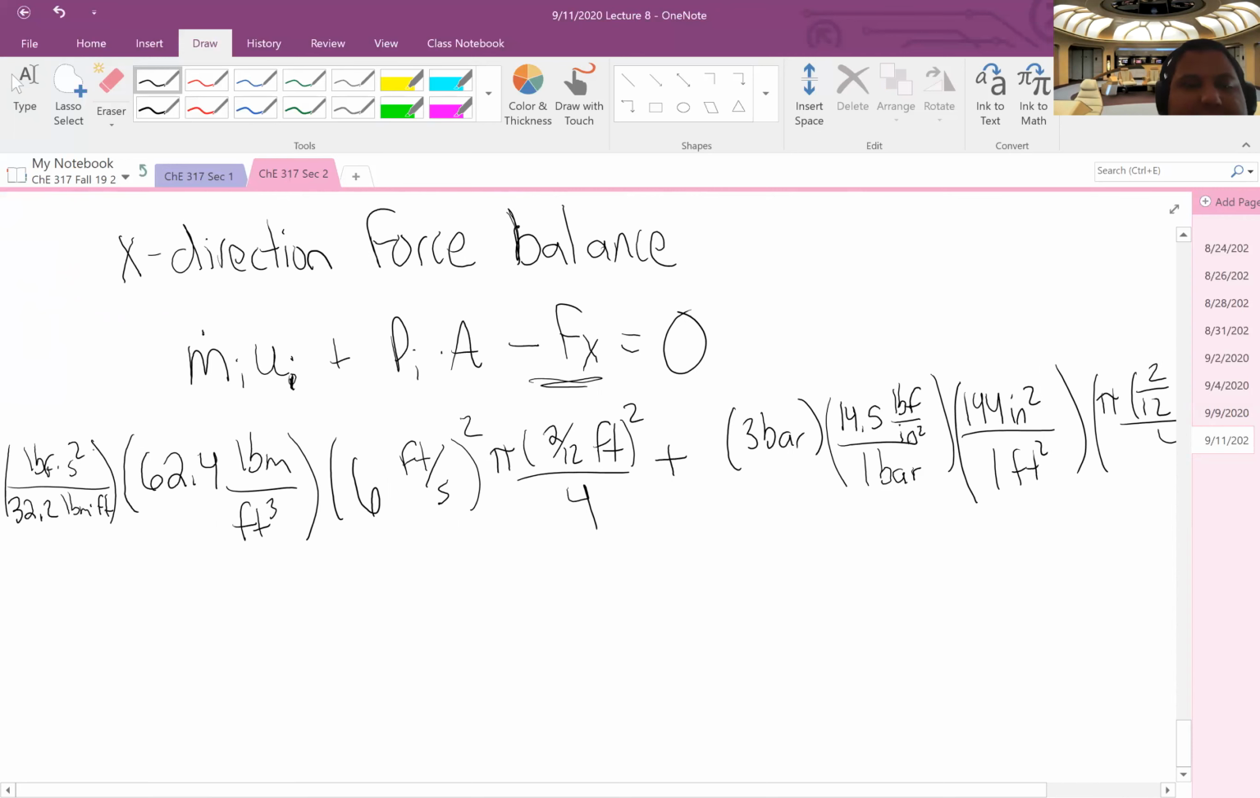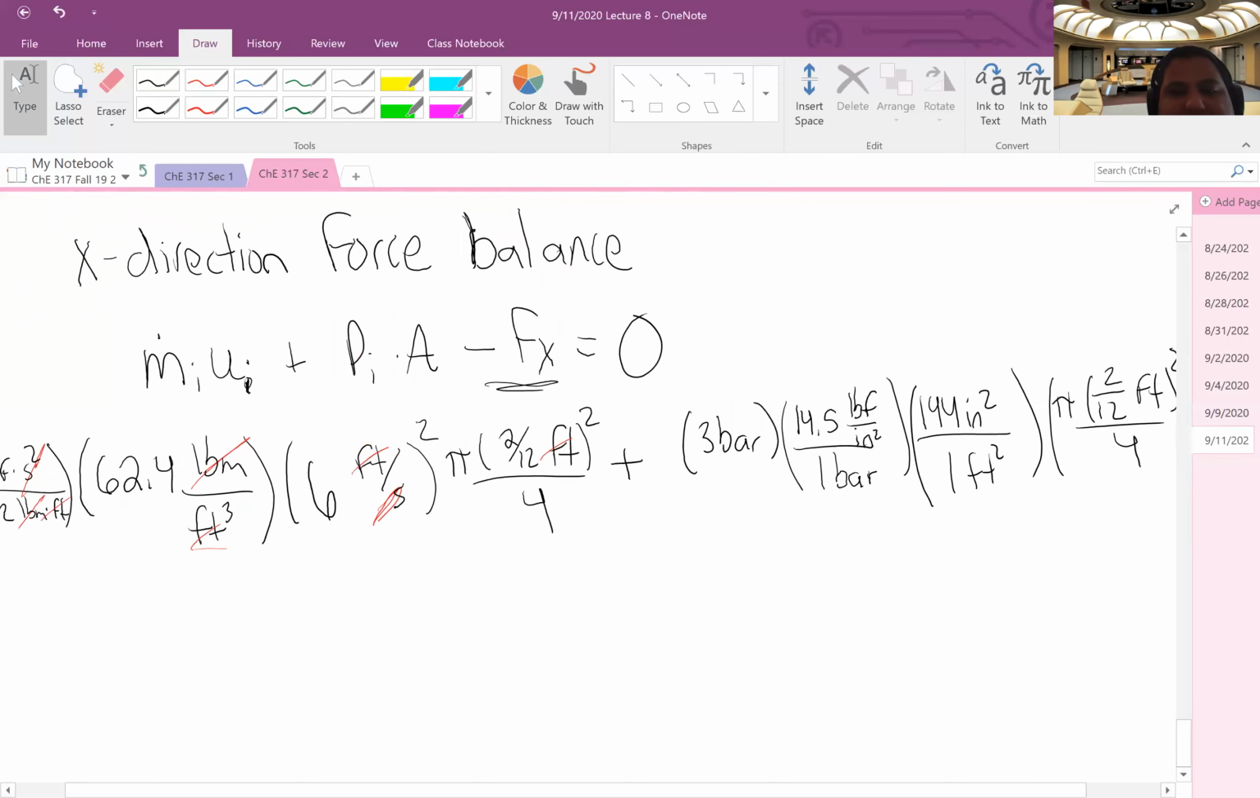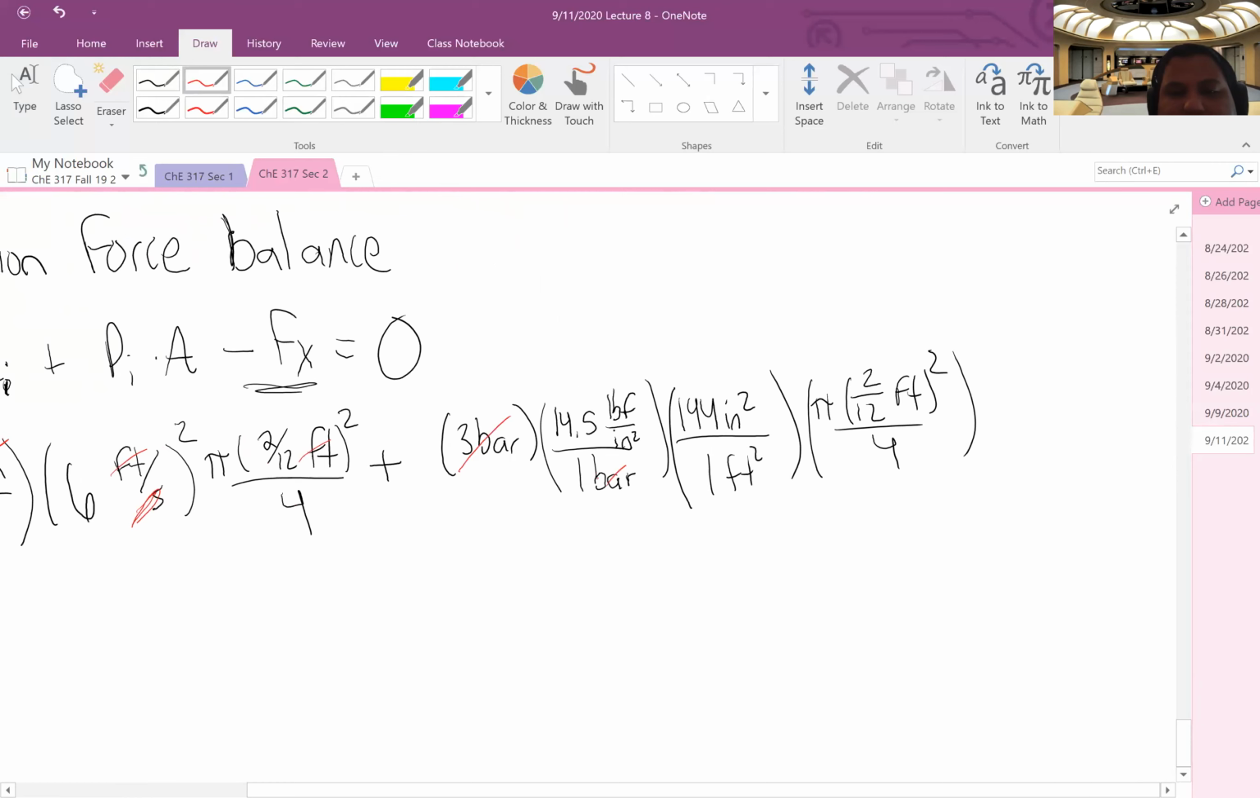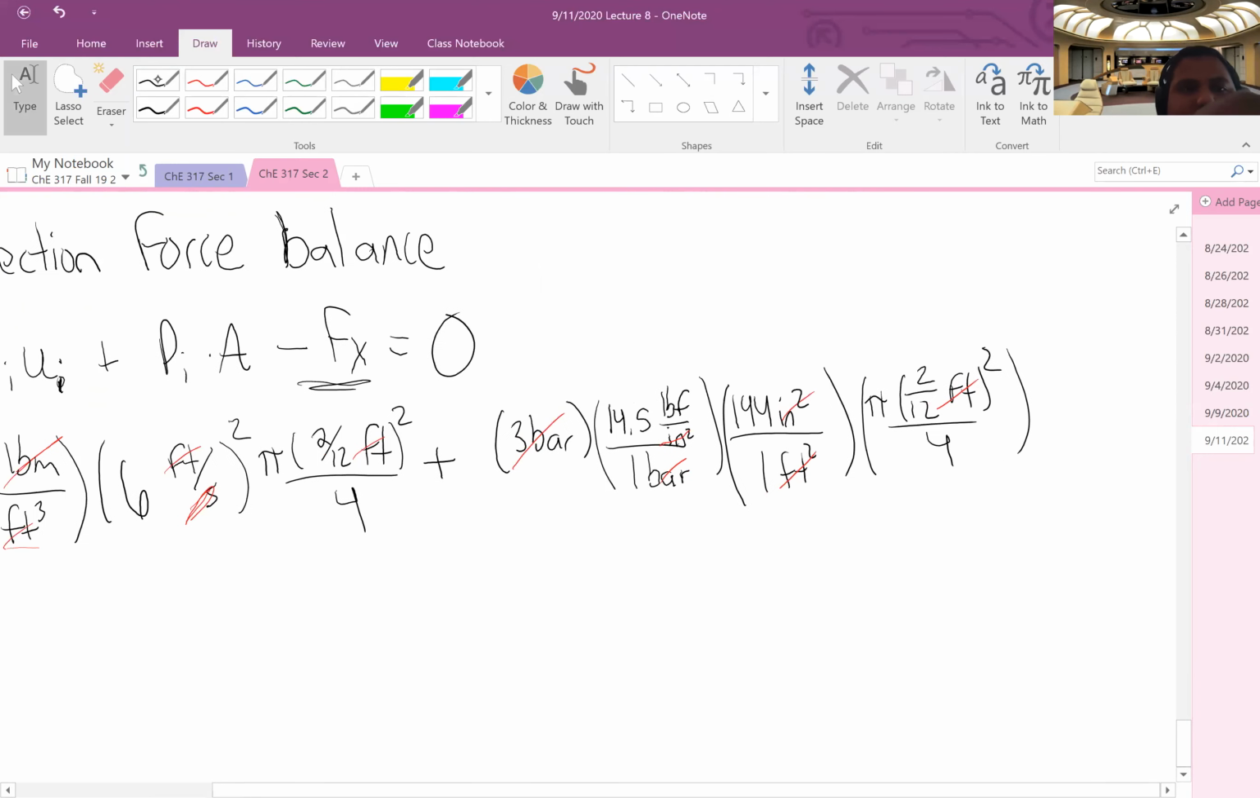And I can do a quick unit check just for everybody's benefit. So this gets rid of the pound mass. I have second squared here, that goes away. I have feet to the 4th on top, and then I have a cubic foot here and then a foot here, so all the feet disappear, and I'm simply left with pound force. So I have pound force there in this term. My bar goes away, the inches squared go away, and the feet squared goes away. So I'm left with pound force here.